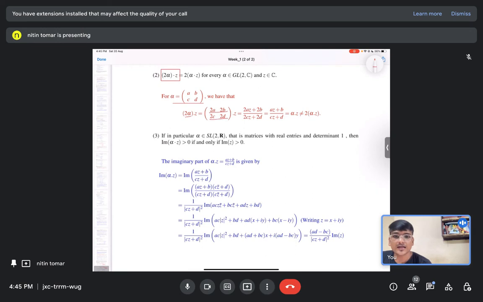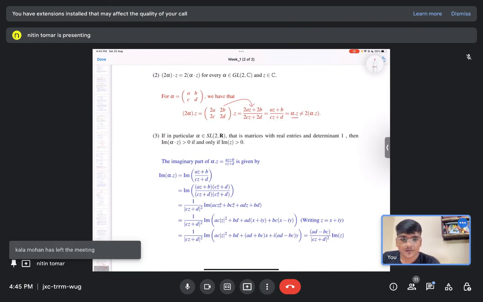And how will it act on Z? It will act as 2AZ plus 2B upon 2CZ plus 2D. And you will see that every 2 cancels out, right? You can pull 2 out of the numerator as well as from the denominator and they cancel out. So you will get Az plus B upon Cz plus D as it is. And this is the same as alpha dot Z. And this is not equal to 2 times alpha dot Z, right? So this option is false.